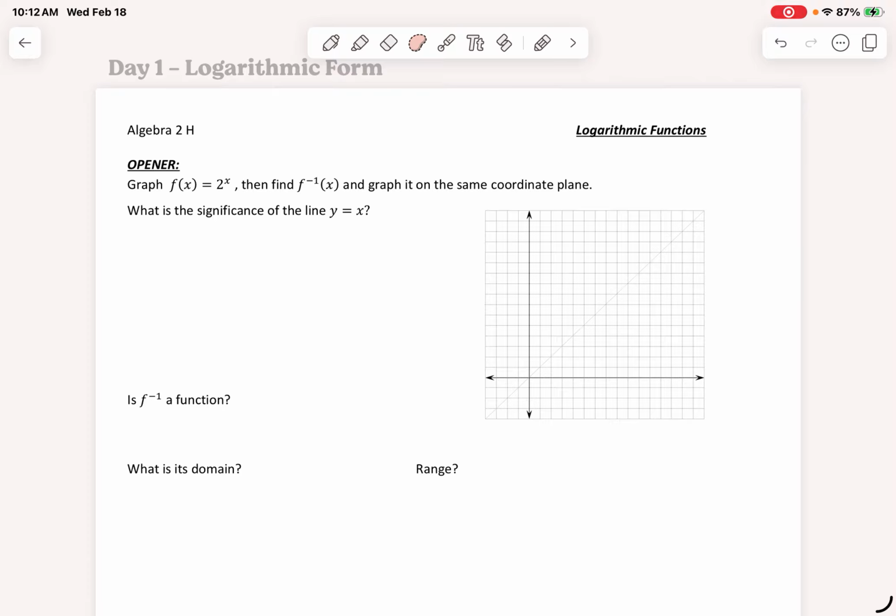So here it says, let's graph f of x equals 2 to the x, which we learned in our last unit, which was graphing exponential functions. So let's go ahead and graph that.